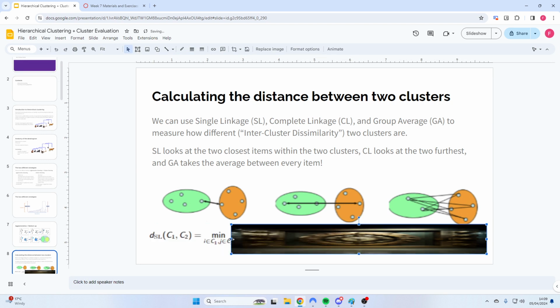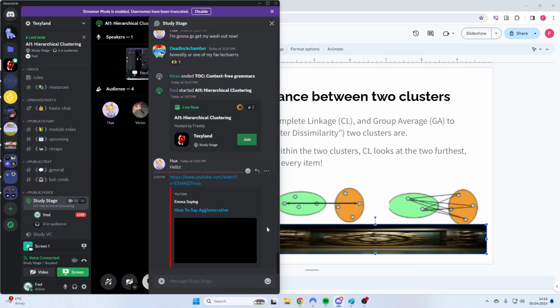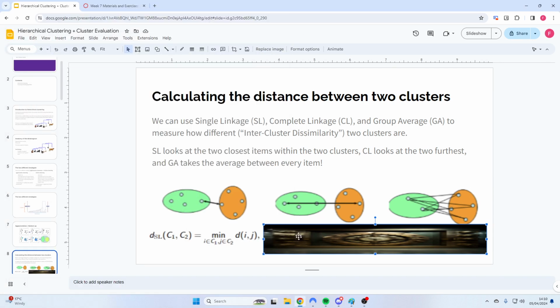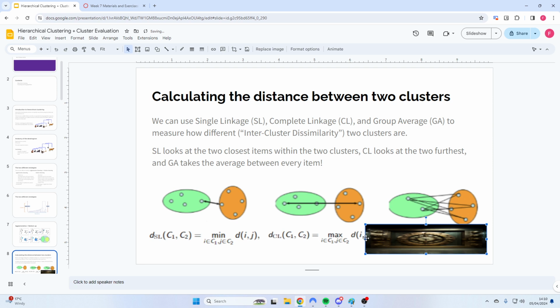Mathematically, for single linkage, we're going to try every single combination. D is what we're defining as our distance, so that might be Euclidean distance or Manhattan distance. For every item in cluster 1 and for every item in cluster 2, we try the distance between i and j. The i's are in our first cluster, the j's in our second cluster. We try every combination and we take the minimum. That's the distance of single linkage between the two clusters. And then complete linkage is the opposite, but we look at the maximum distance.